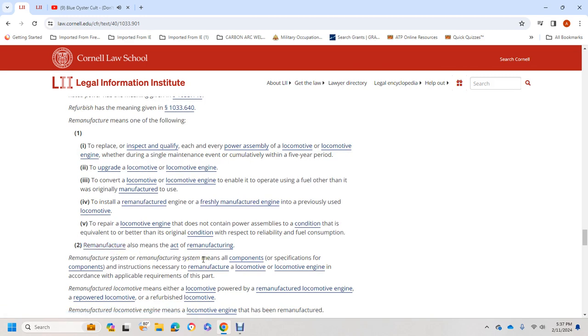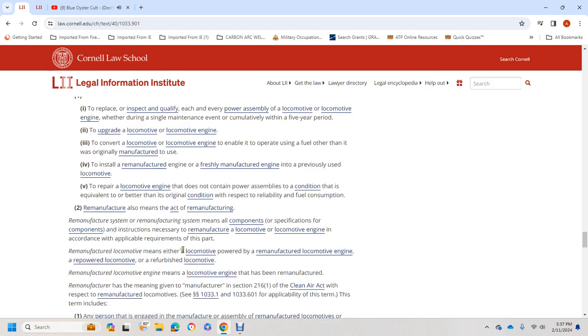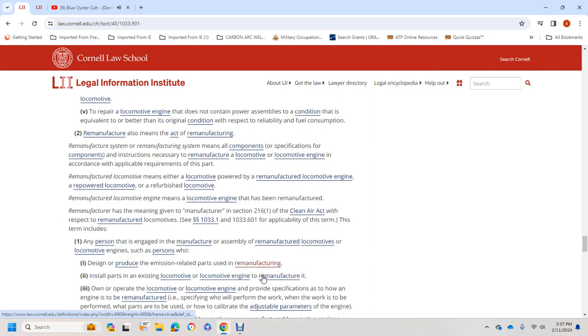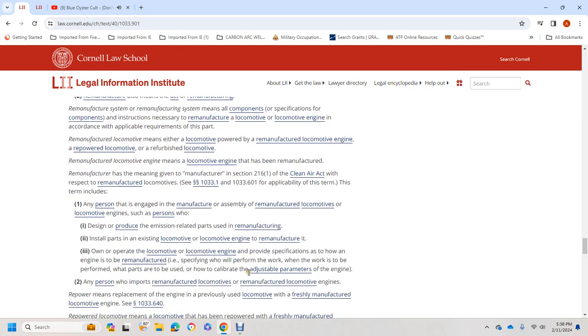Remanufacturing system means all components, specifications, and instructions necessary to remanufacture a locomotive engine according to the applicable performance standards of this part. Remanufactured locomotive means a locomotive powered with a remanufactured locomotive engine, a repowered locomotive, or a refurbished locomotive. Remanufactured locomotive engine means an engine that has been remanufactured. Remanufacturer has the meaning given in section 216(1) of the Clean Air Act with respect to remanufactured locomotives, see 1033.1 and 1033.601 for the applicability of the term. This term includes any person engaged in the manufacture or assembly of remanufactured locomotives or locomotive engines, such as a person designated to produce the emission-related parts for the remanufacture, or to install parts in the existing locomotive engine to remanufacture it.